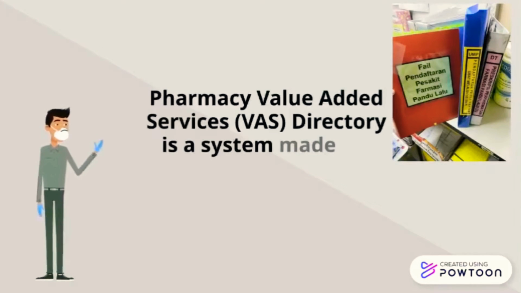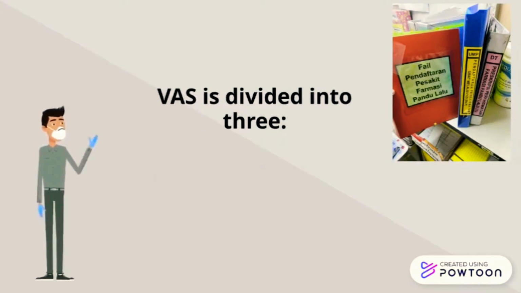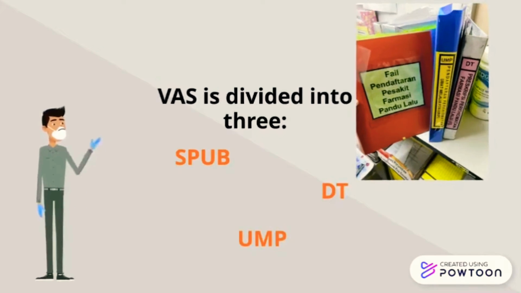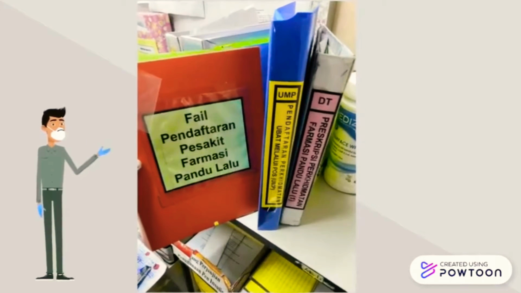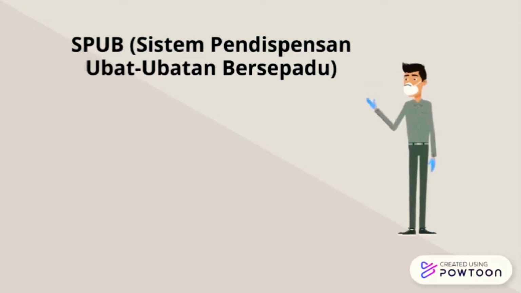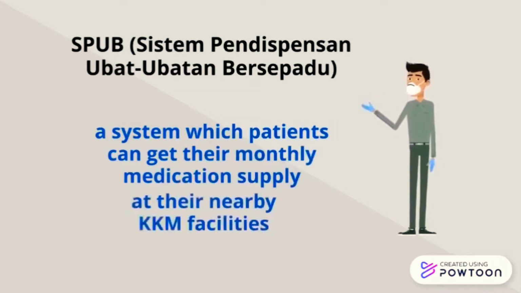Pharmacy Value Added Services, VAS, directory is a system made for patients' convenience. VAS is divided into three: SPUB, DT, and UMP. SPUB, Sistem Pendispensan Ubat Ubatan Bersepadu, is a system in which patients can get their monthly medication supply at their nearby KKM facilities.